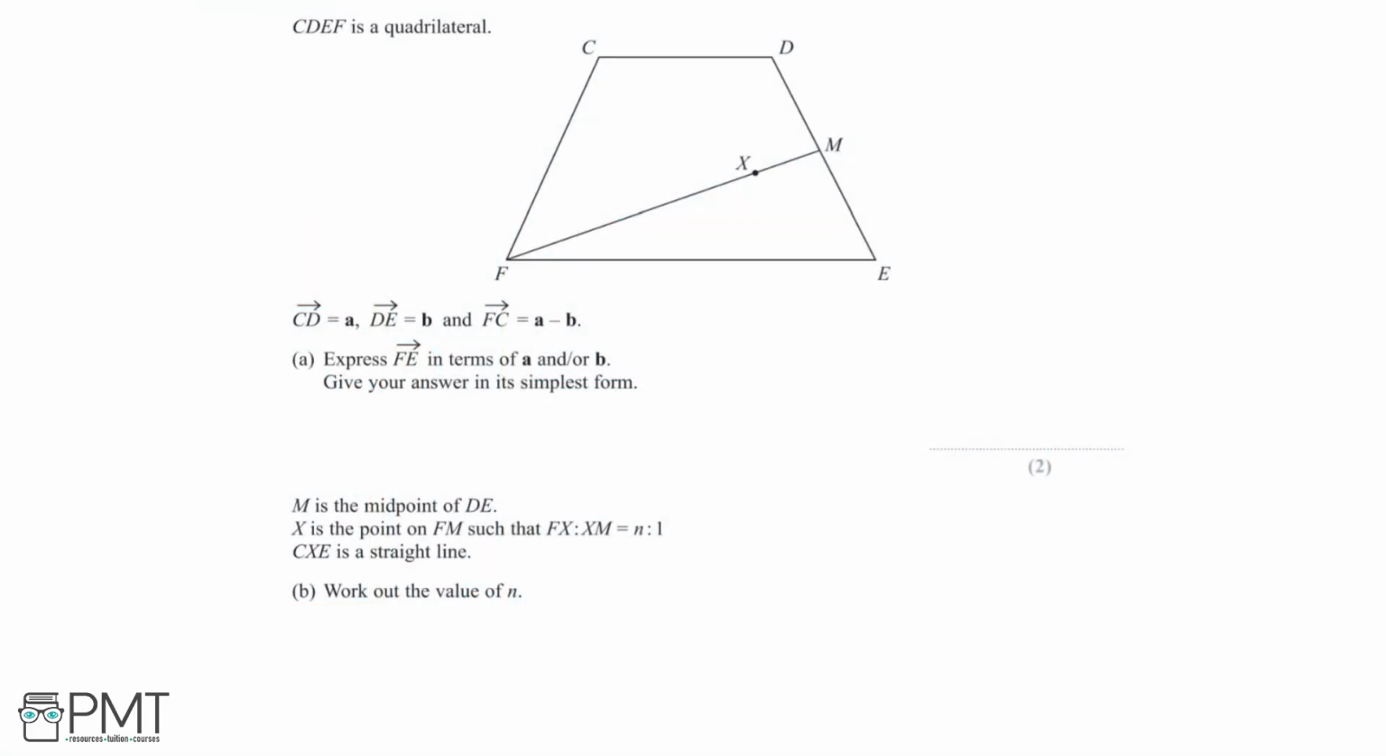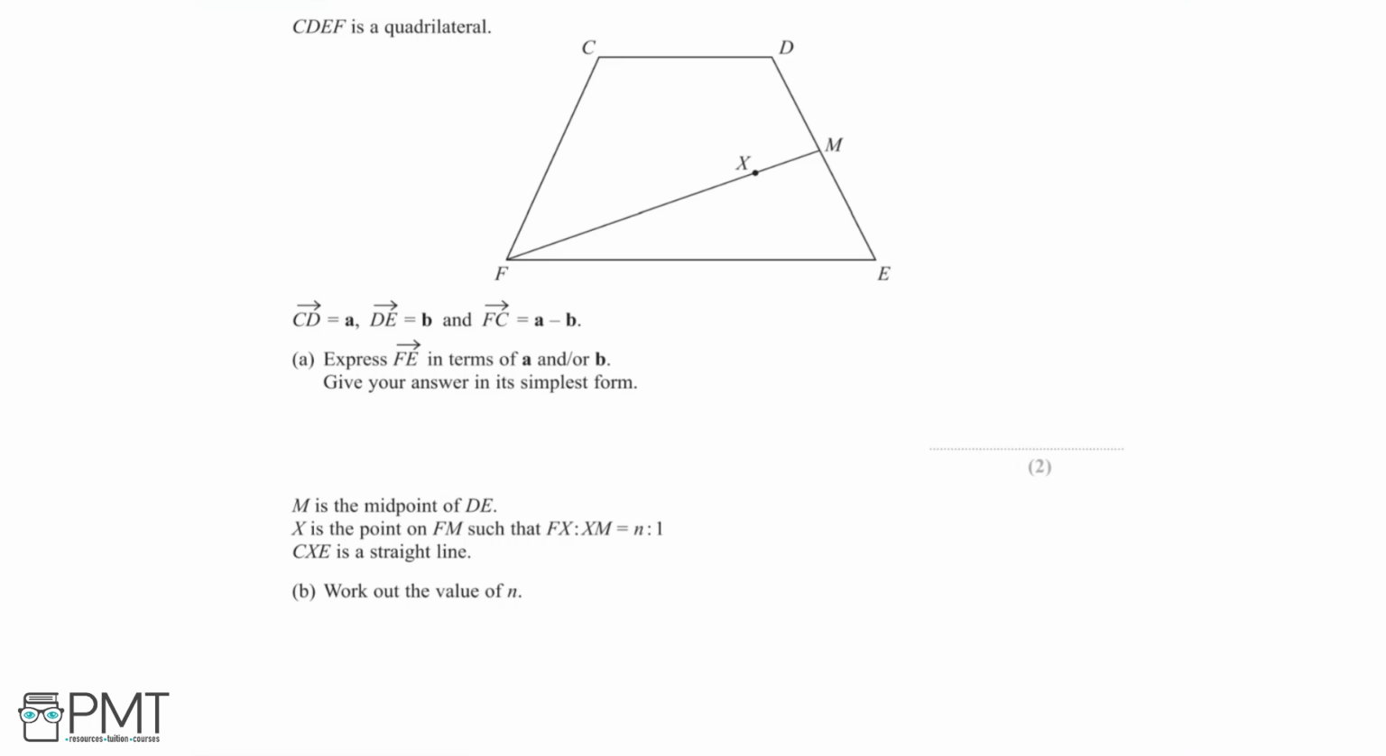In this question, we're told that CDEF is a quadrilateral. The vector CD is equal to A, the vector DE is equal to B, and the vector FC is equal to A minus B. And in part A, we need to express the vector FE in terms of A and or B, giving our answer in its simplest form.